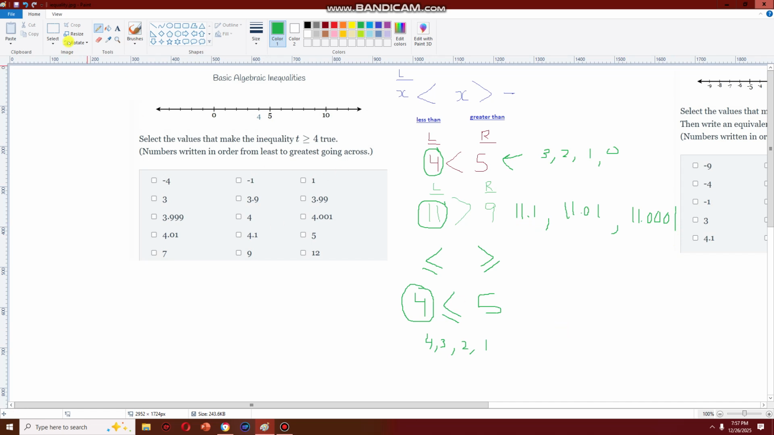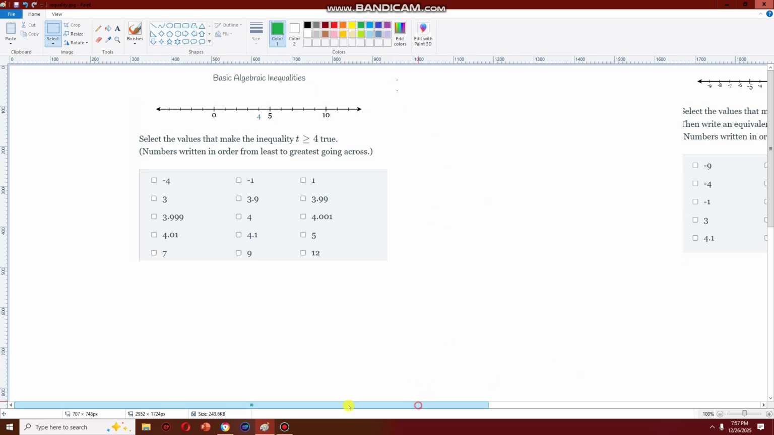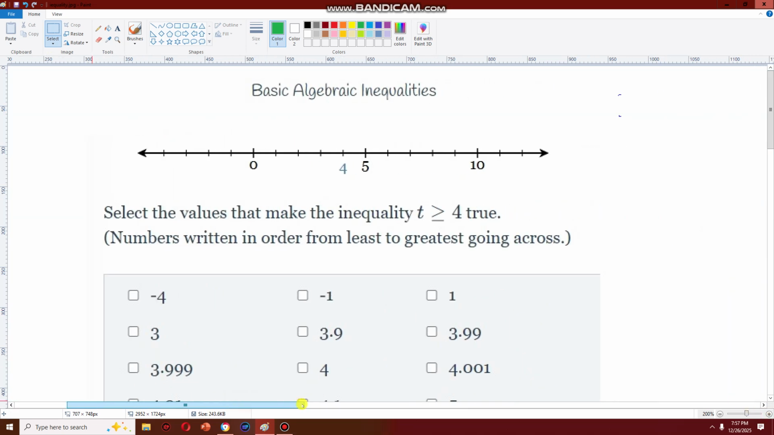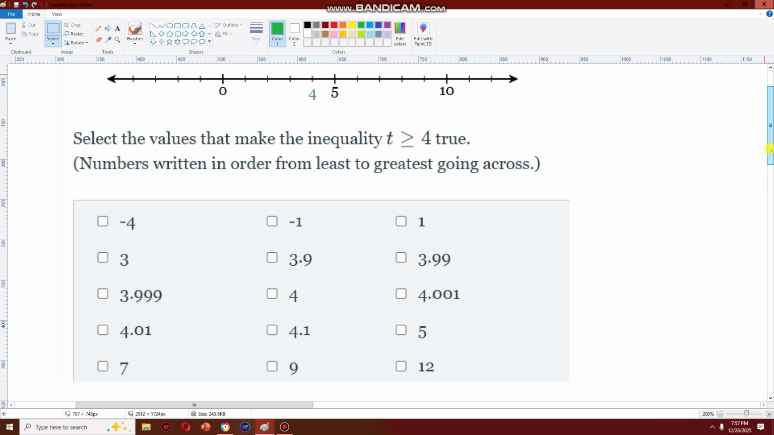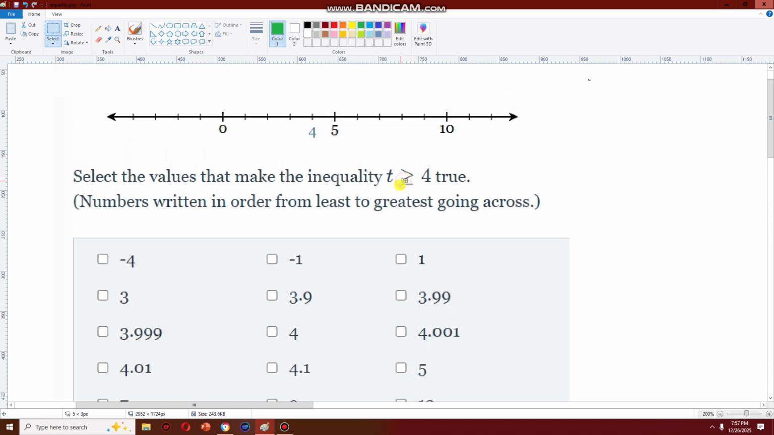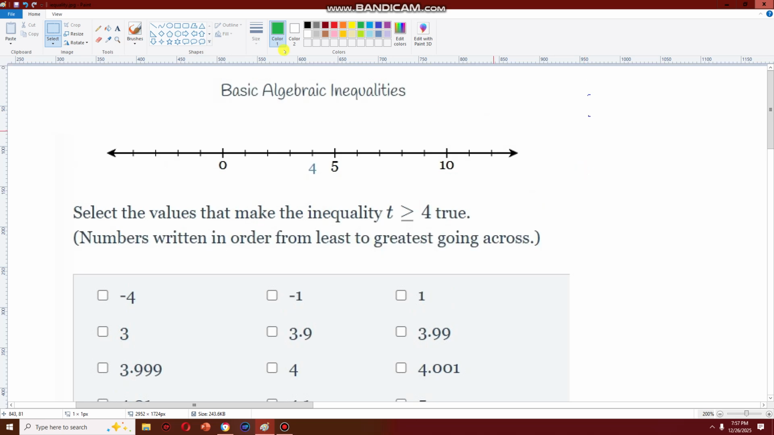Let me start with these questions, okay? Let me just erase all this off. Basics of algebra. All right, let's start with this question right over here. So, let me zoom in a little bit. How's that, good? Good. So, what do we got here? Select the values that make the inequality t is greater than and equal to 4 true.